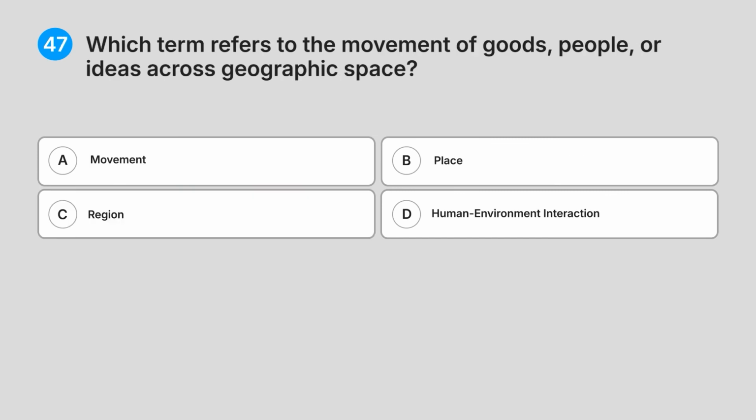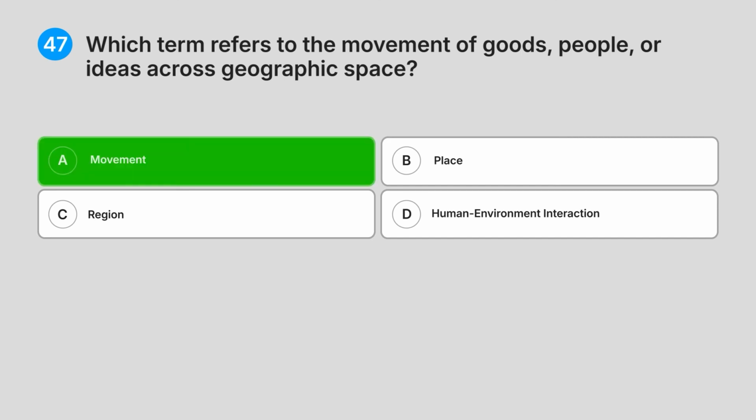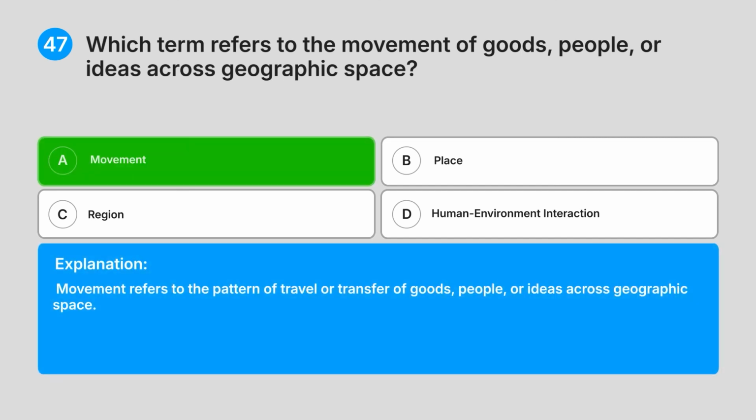47. Which term refers to the movement of goods, people, or ideas across geographic space? A. Movement. B. Place. C. Region. D. Human-environment interaction. What do you think is the answer? Correct answer. A. Movement. Explanation. Movement refers to the pattern of travel or transfer of goods, people, or ideas across geographic space.